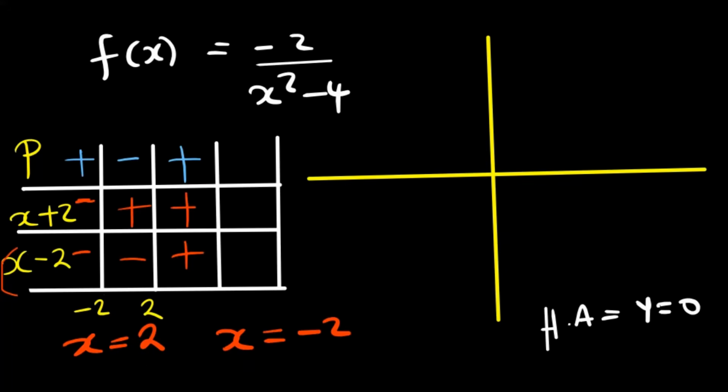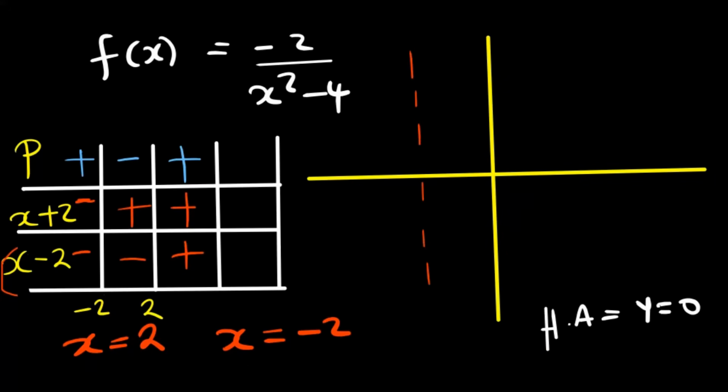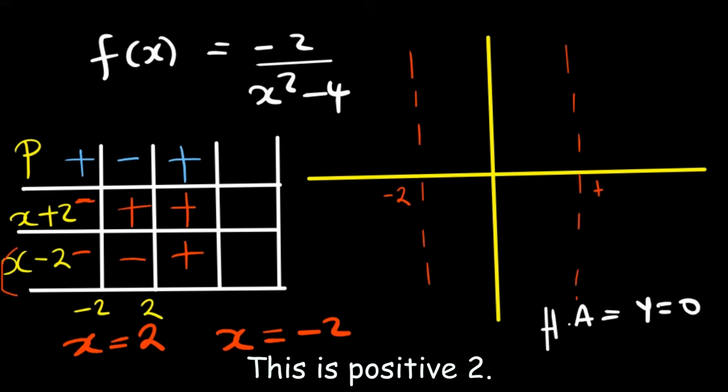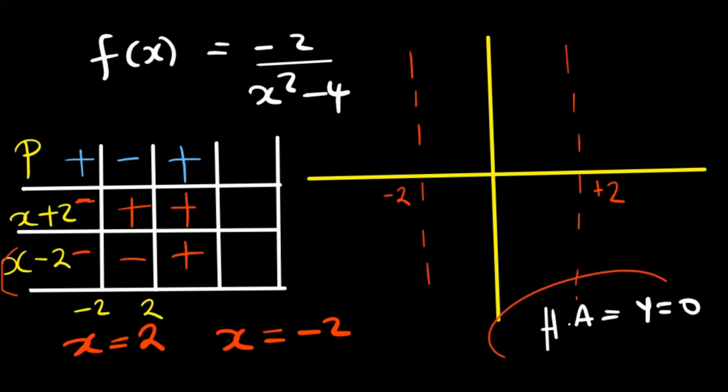Now let me put my asymptotes. Let me start with my vertical asymptotes. We said we're not supposed to touch these lines, so let's say this is -2 and another line here, this is +2. We are not touching those lines. Then the horizontal asymptote, we said it is at y equals 0. Y equals 0 is this line, the x-axis.